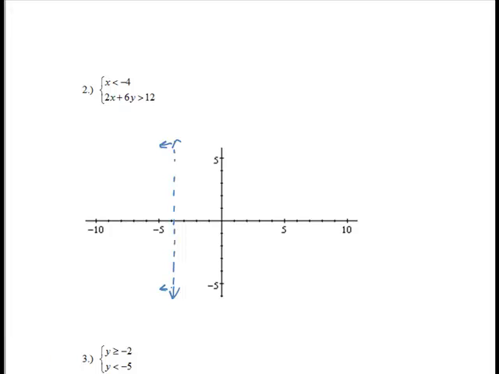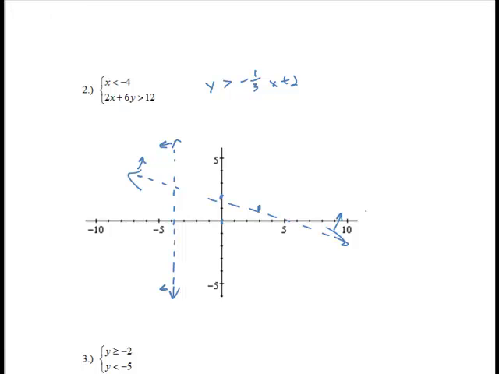The second inequality, begin by putting that in slope-intercept form. Y is greater than -1/3 x plus 2. So y-intercept 2, slope -1/3, so down 1 to the right 3. And this one is also going to be a dotted line. So sketch this dotted line. Determine what side the solutions lie on here. We can use that test point 0, 0. If you plug 0, 0 into that inequality, it is not a solution, so therefore the solutions lie on the opposite side, above that line.